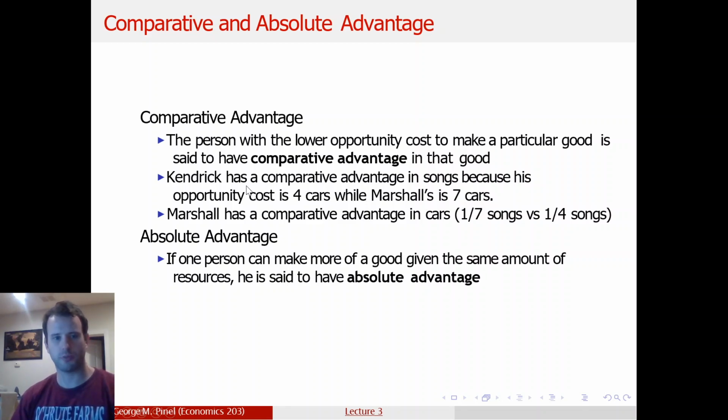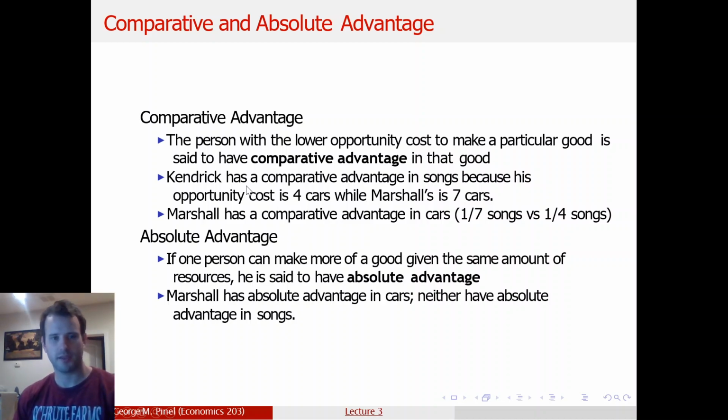So Marshall made 7 cars per day. Kendrick made 4 cars per day. Who made more given the resource? The resource is days. Obviously, Marshall could make more cars per day, so Marshall had absolute advantage. And then they both made 1 song per day, so you could say either both of them or neither of them have absolute advantage in songs.